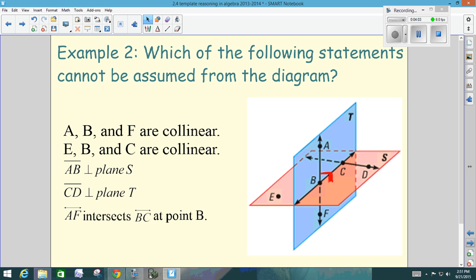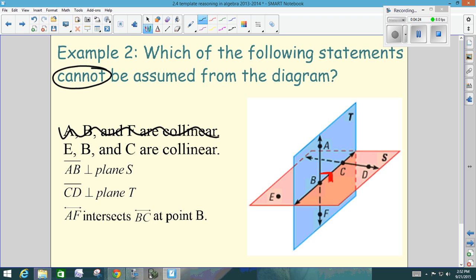All right. So looking at your first statement, can we assume or can we tell that A, B, and F are collinear points? Yeah, aren't they all written on one line? A, B, F. So since we can assume it, let's just cross it off because we're looking for the ones that we can't assume. So we'll just cross that out.